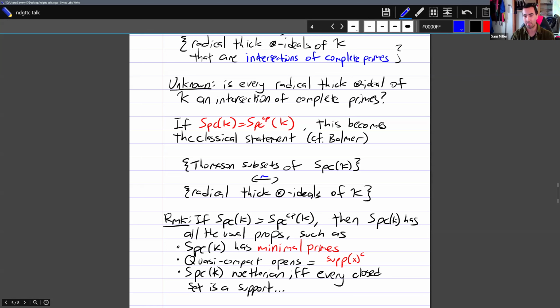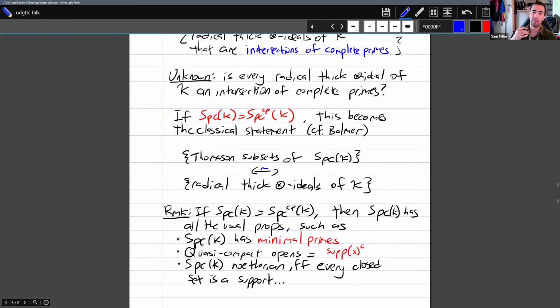For example, it does have minimal primes. All the quasi-compact opens are complements of supports, and that's how every single one shows up. And we have that Spec of K is Noetherian if and only if every closed set is a support, and so on and so forth. There's a lot of properties. I don't feel like listing them all, but things essentially work very well and look very similar to the classical case.